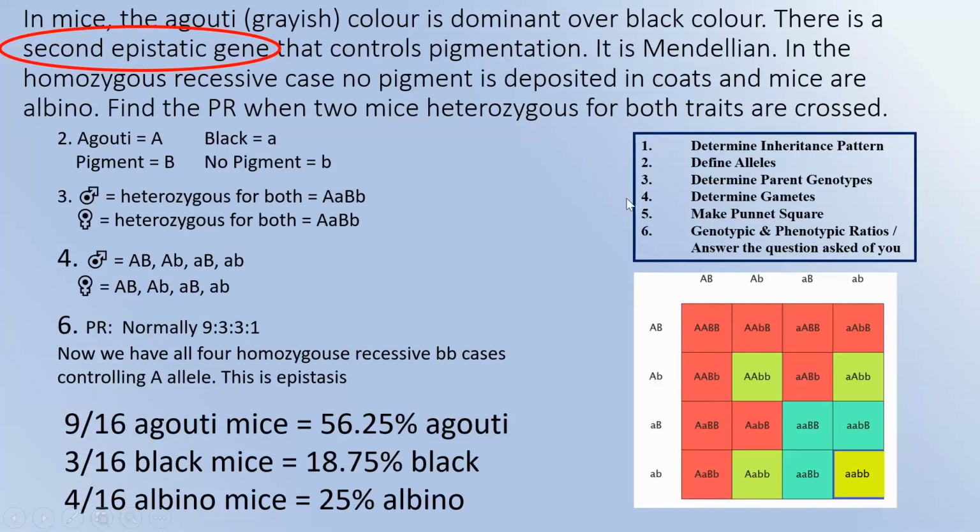So the whole thing with this is that the one gene controls the expression of the other. That's why we call it gene control. If you have the gene here that's saying no pigmentation, it doesn't matter about your A. So this B gene, the gene for pigmentation, is controlling if the color gene is even able to be expressed. And that's epistasis.